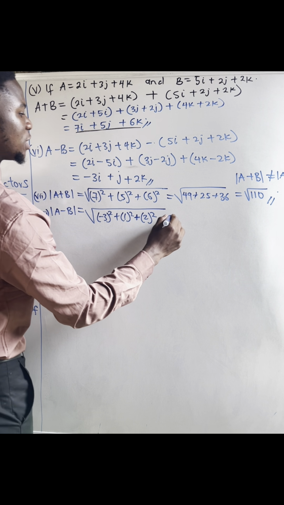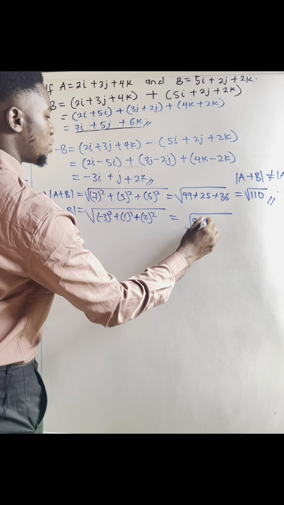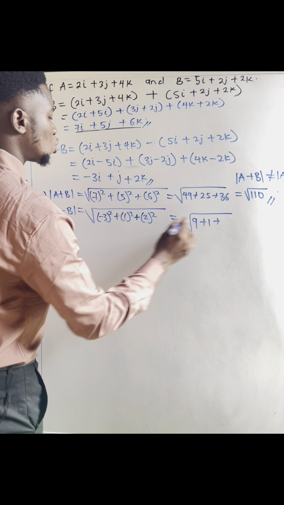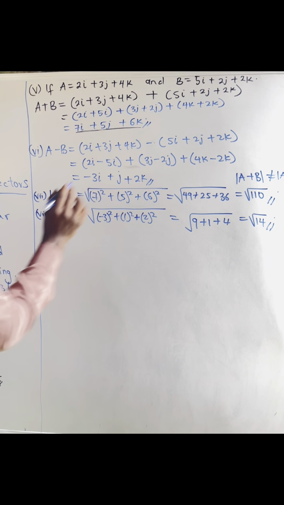So this will then equal the square root of minus 3 squared, which is 9, plus 1 squared, which is 1, plus 2 squared, which is 4. So this will be what? Square root 14. So that is that about it, guys.